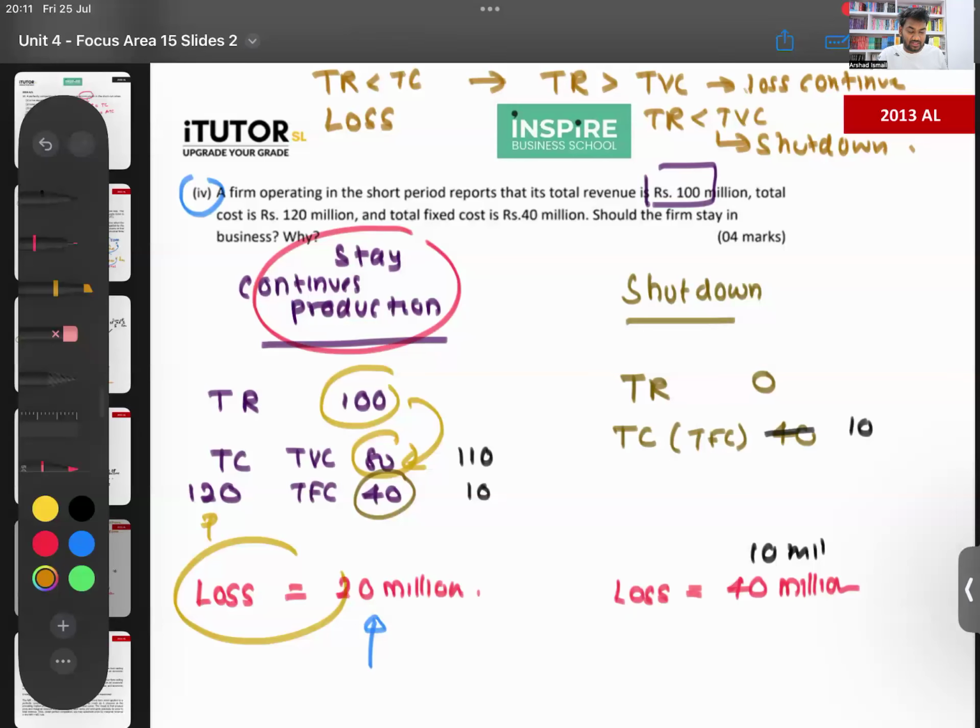Shutting down and continuing, if the loss is the same, then even if you shut down, even if you stay, it's the same thing. No, shutting down is not leaving the industry. Shutting down is a temporary closure. Temporarily, the cafe in Ahangama is closed. Leaving the industry is where you sell everything off and you go. Then you're completely out. That's leaving the industry.